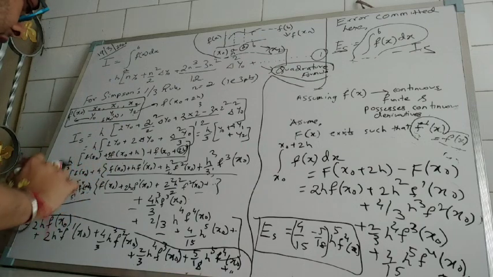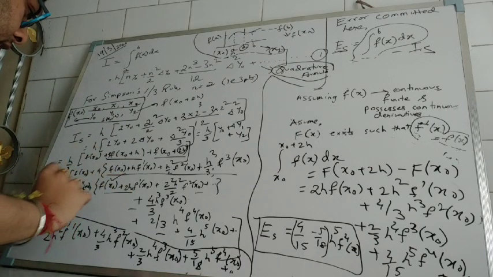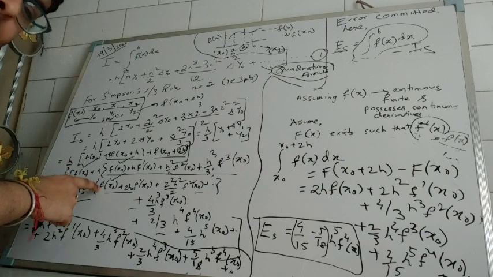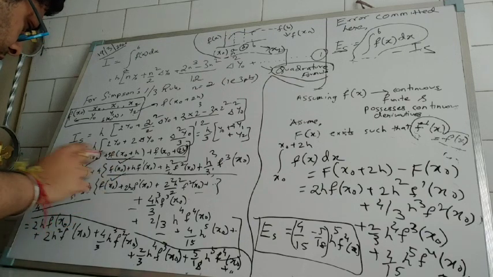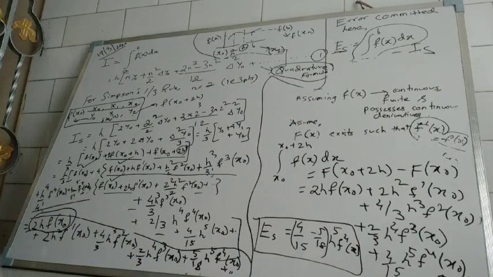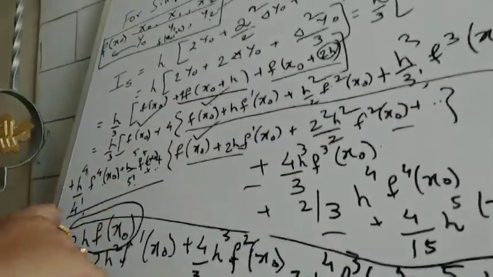Now see, there is f(x0) here, here and here. This is h by 3, this is 4, and this multiplier is 1. If you simplify this, you will get only 2h f(x0), only this term. Then for the other terms, you will get this one and this one.